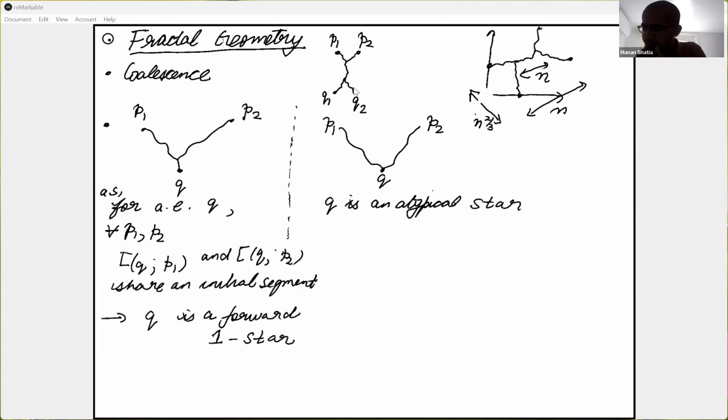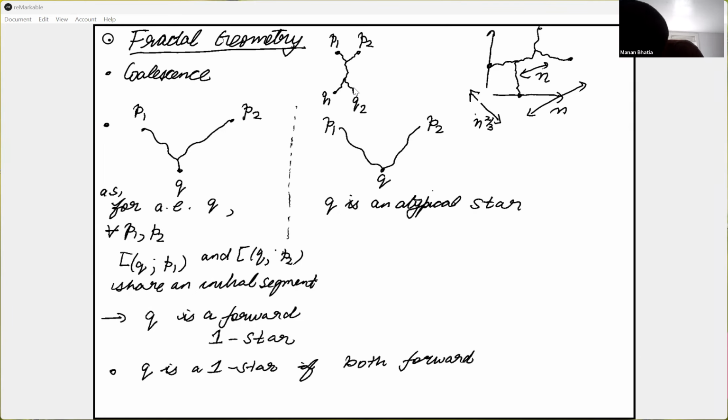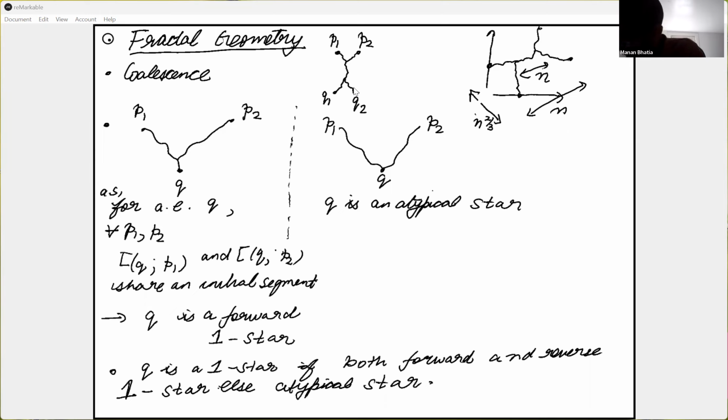Yeah, so here I said a forward 1 star, but you can also define, of course, reverse 1 stars, right? You can do the same thing in the backward direction. But I will just say that Q is a 1 star if it is both a forward and reverse 1 star. So almost every point will be a 1 star. This is the usual scenario. And else it is an atypical star.